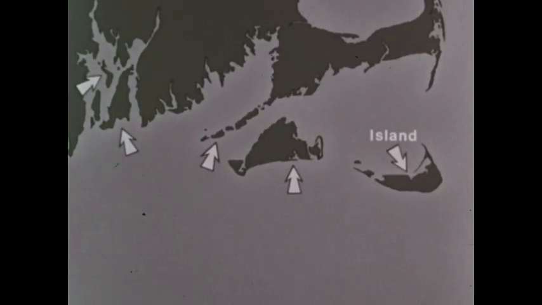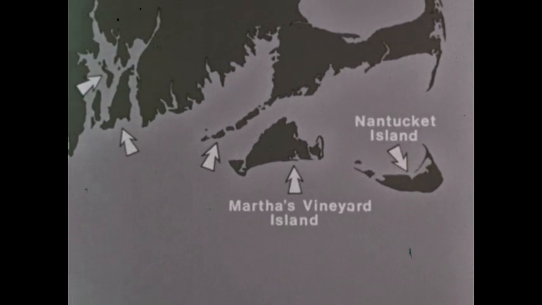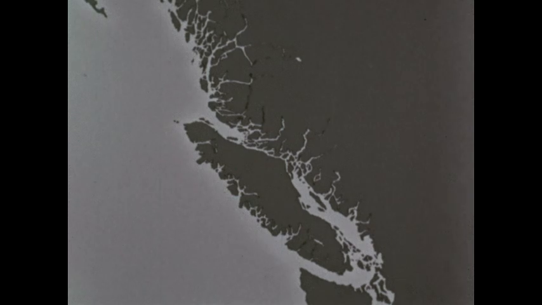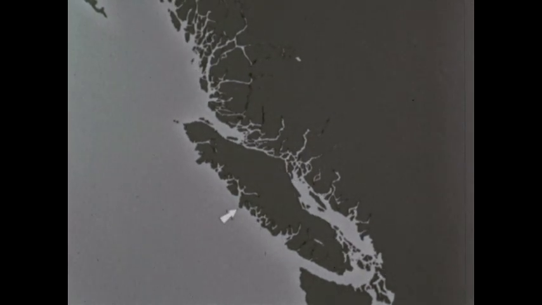Notice that some portions of the land don't quite touch one another. Such a body of land, surrounded by water, is an island. Offshore islands, such as Nantucket Island and Martha's Vineyard Island, are found off the Atlantic coast. The Pacific coast has a vast network of islands. The largest of these is Vancouver Island in Canada.